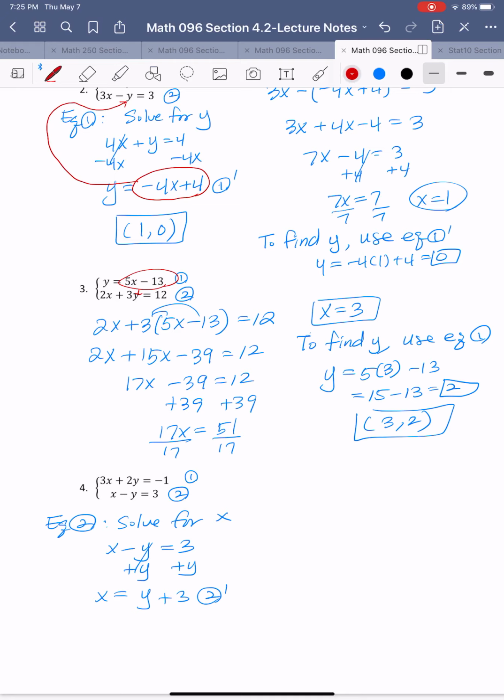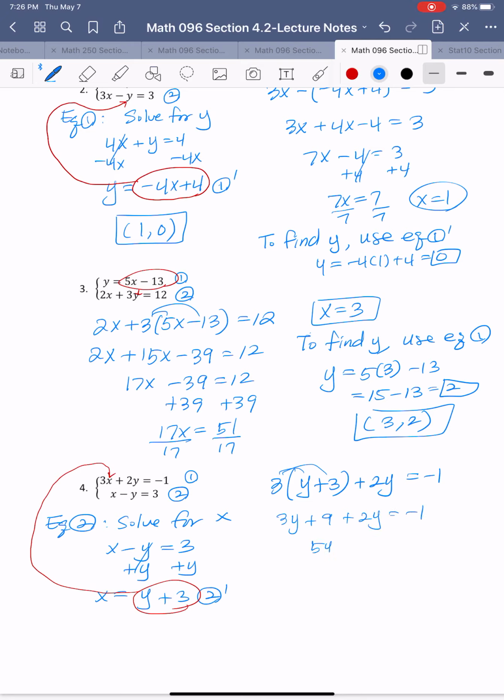So now I'm going to plug it in. Y plus 3 into equation 1, always the different equation, for the x right here. So you get 3 times x, but x is now y plus 3, and plus 2y equals negative 1. And then we are solving for y. So multiply: 3y plus 9 plus 2y equals negative 1. 5y plus 9 equals negative 1. Subtract 9 from both sides. 5y equals negative 10. Divide by 5. y equals negative 2.